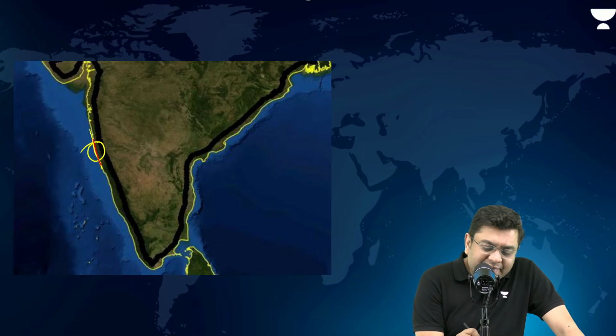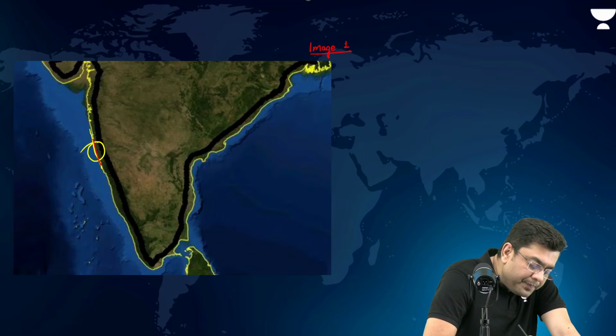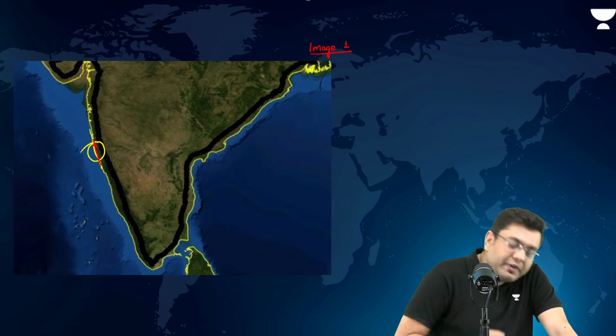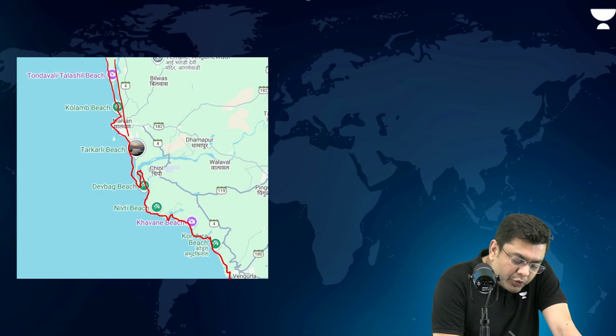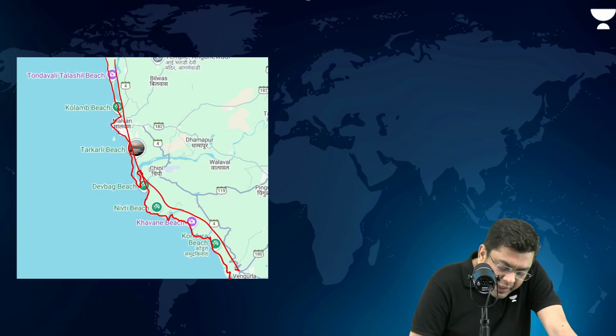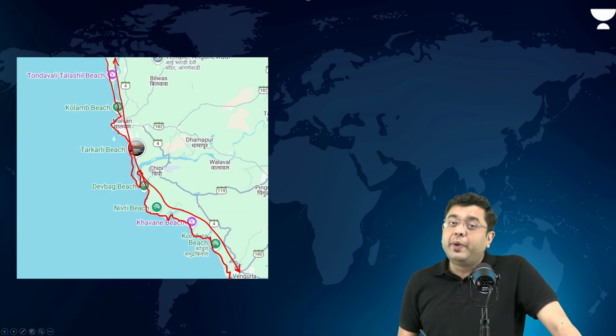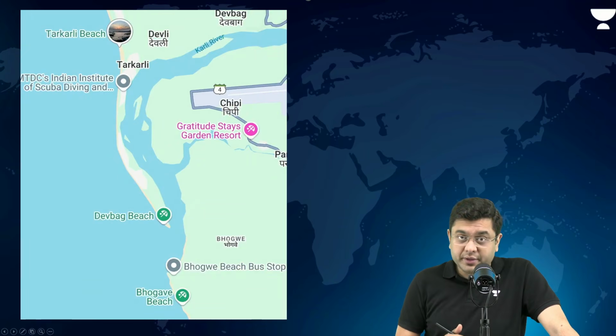Now, compare this. Let's suppose this is something that we consider as image 1. In image 1, this is the distance which will be apparent for the coastal area. In image 2, the distance would slightly increase because you are accounting for the protrusions as well. Now, what if I zoom in further?